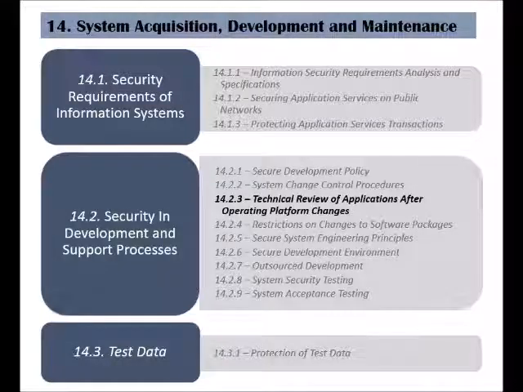The third control of the security in development and support processes category is called technical review of applications after operating platform changes. The purpose of this control is to ensure that system and platform changes do not have an impact on the business applications depending on them.